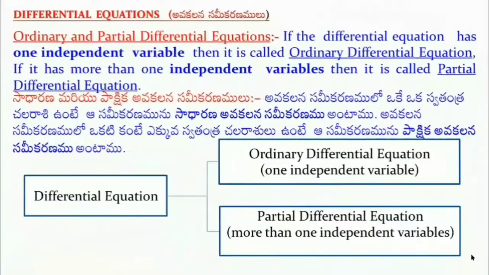Now we go to types of the differential equations. So suppose if the differential equation has only one independent variable, then it is called ordinary differential equation. If it has only one independent variable, it is called ordinary differential equation. If the equation has more than one independent variable, then it is called partial differential equation.